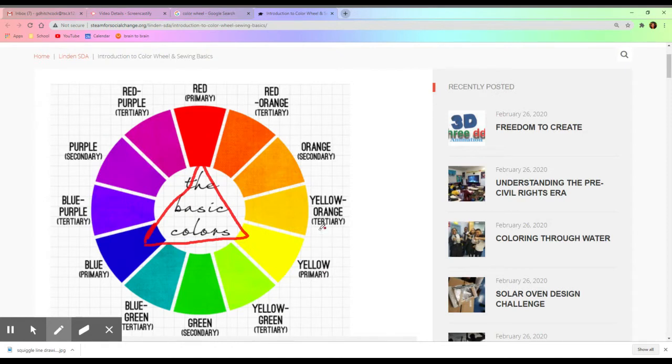So let's talk about another example. For red, to find my analogous colors of red, what am I going to do?